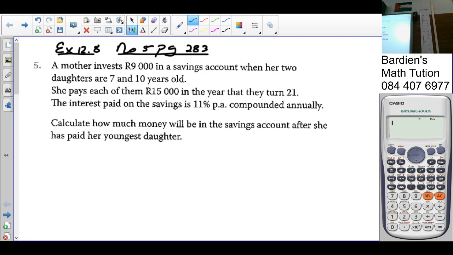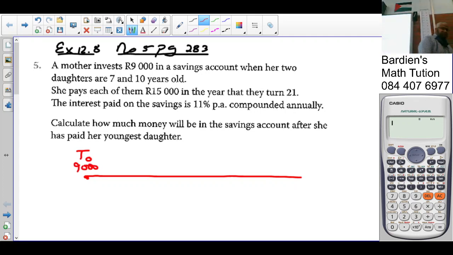The interest paid on the savings is 11% per annum compounded annually, so per year. Let's calculate how much money will be in the savings account after she has paid her youngest daughter. The best I would suggest you do here is to draw a timeline. So initially she makes a deposit of 9,000 rand. Can you see that? She makes an initial deposit of 9,000.